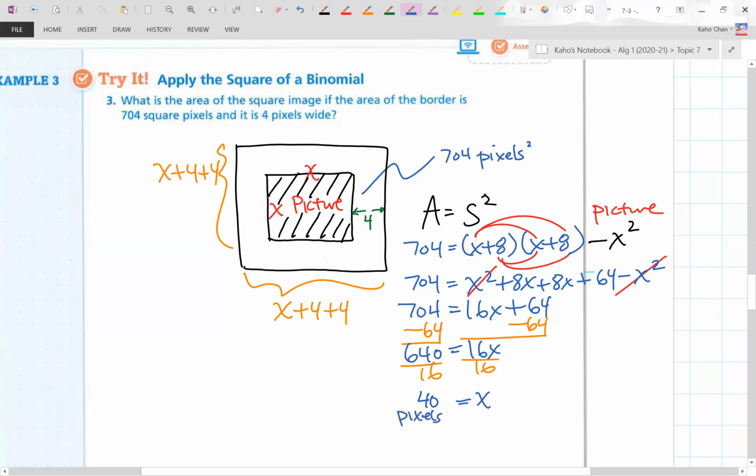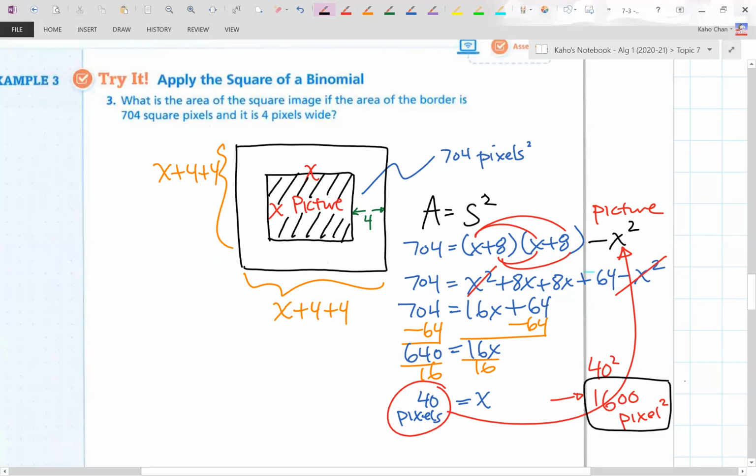Now, we haven't answered the question yet. The answer is not 40. We've got to literally plug the number 40 into my original picture right there. 40 goes into that equation right there. 40 times 40, 40 squared is 1,600 square pixels. Yay, there's your answer.